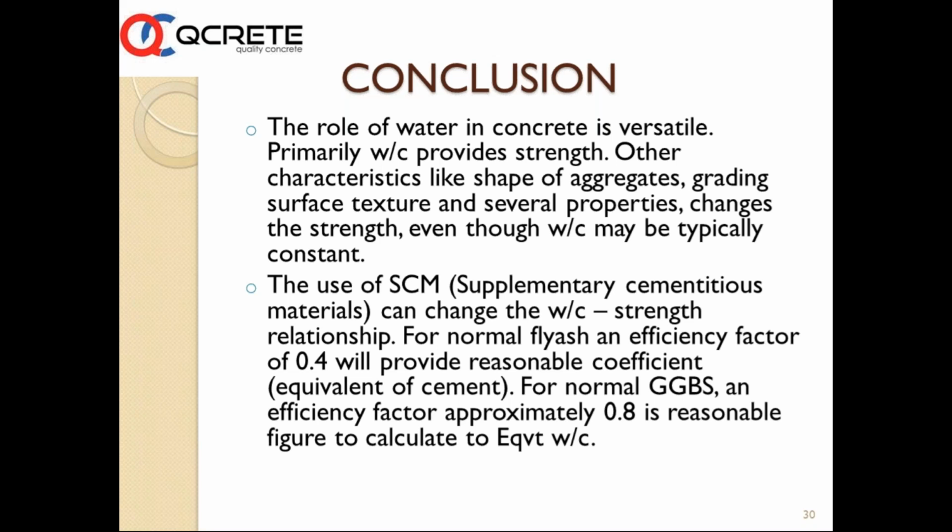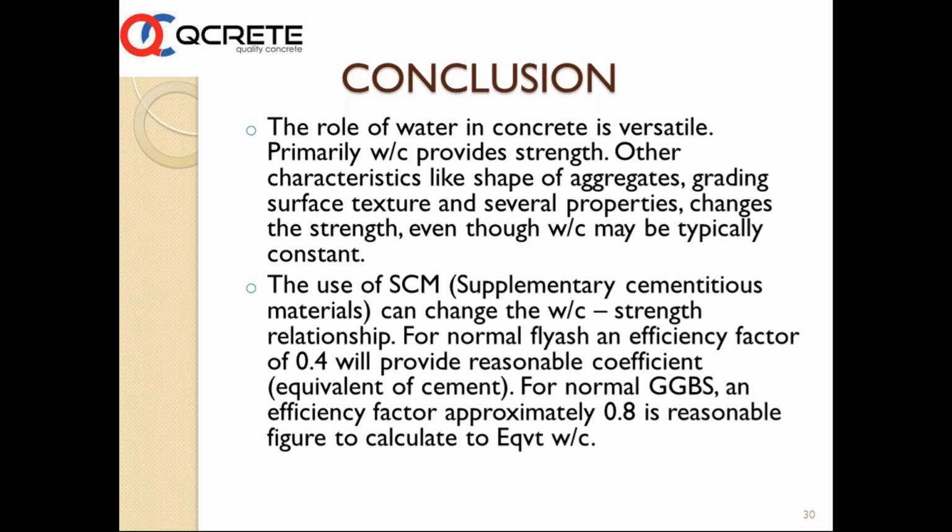And so for a water cement ratio we are having a certain strength. When we use supplementary cementitious materials like fly ash or GGBS, the water cement ratio law doesn't hold good. So each of the materials has efficiency factors. For example, for fly ash, one can take an efficiency factor, a reasonable coefficient equivalent to cement. For normal GGBS, an efficiency factor of 0.8 is reasonable. To calculate the equivalent water cement ratio with these factors, we can calculate approximately. It is not sacrosanct, but it gives us some idea about the water cement ratio and what strength we could expect.